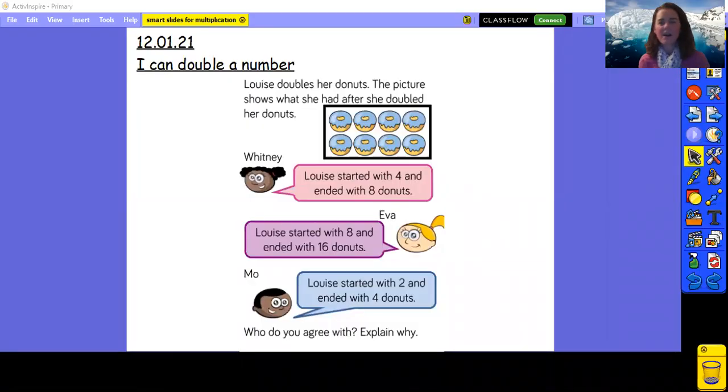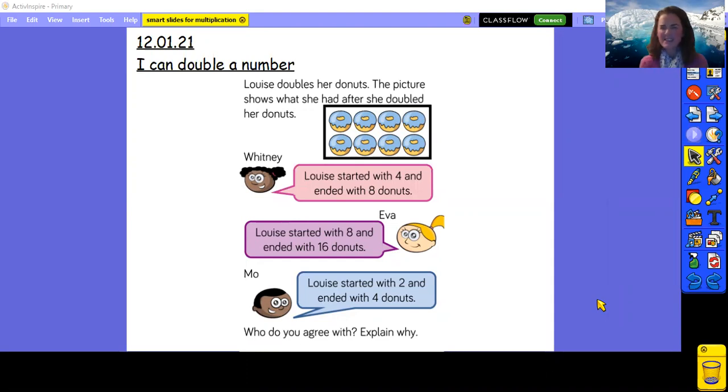So I'm going to start by sharing my screen with you. Okay, so our learning intention for today is I can double a number. So we're going to be looking at doubling. And we also need to look at halving, because halving is the opposite of doubling, and that is going to help us to solve this problem. So I've given you a little bit of a clue there.